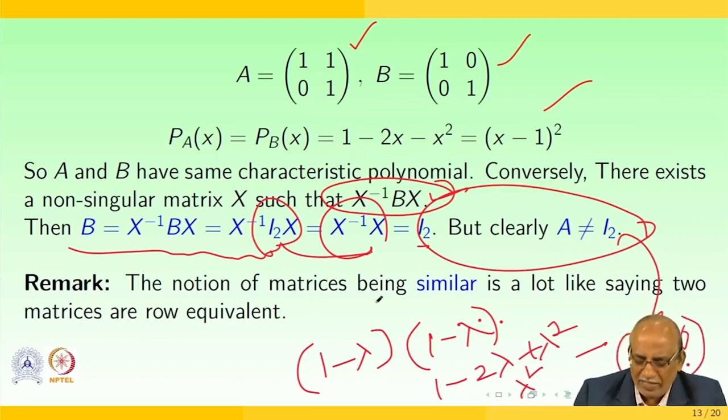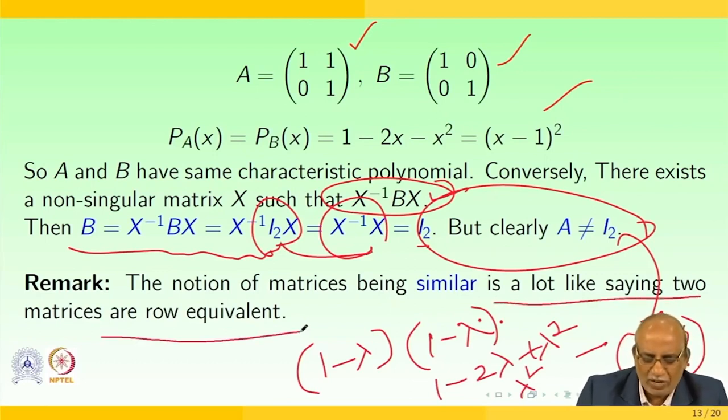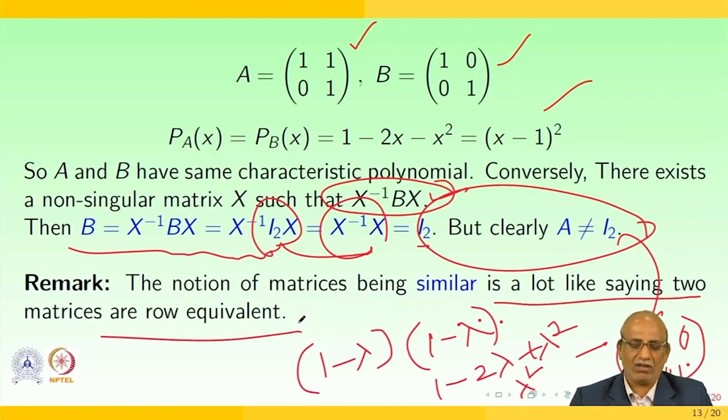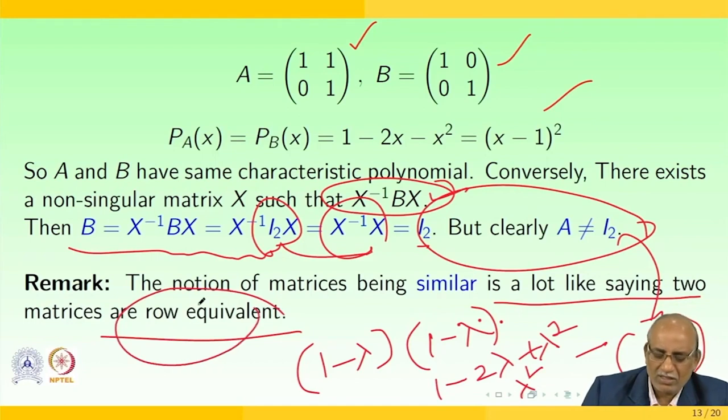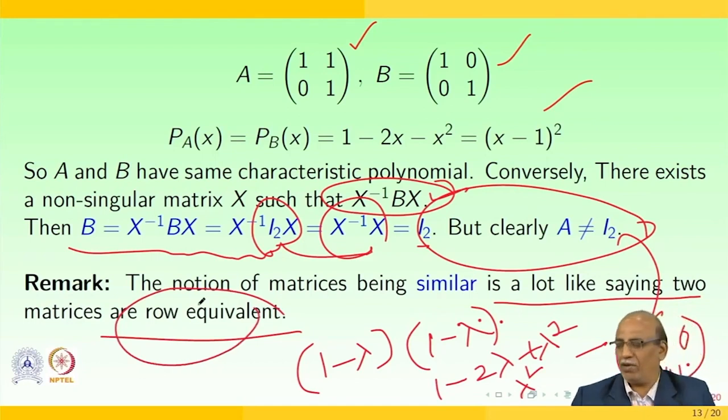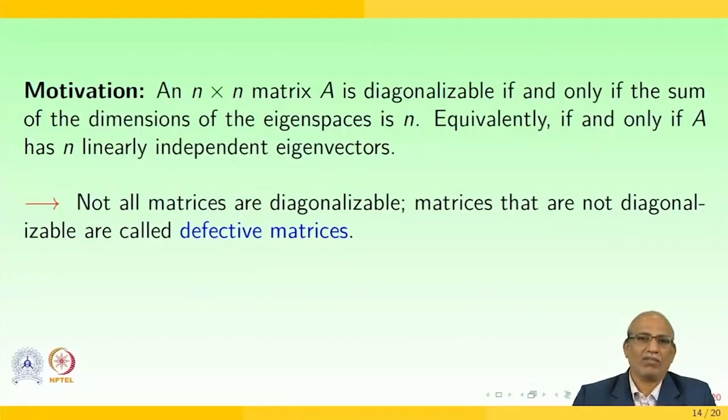See, the notion of matrices being similar is a lot like saying two matrices are row equivalent, right? What is the remark over here? The notion of matrices being similar is a lot like saying two matrices are row equivalent matrices. This is one of the very, very important properties which we could see.